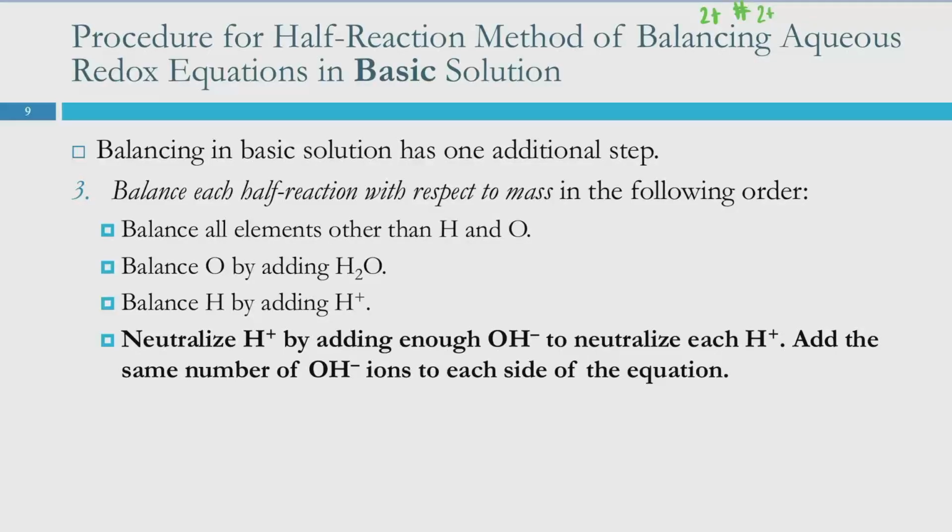and that one extra step is in our step 3. So we're balancing each half reaction with respect to mass. Normally we balance everything that's not hydrogen and oxygen. We balance everything with oxygen by adding H2O. We balance H by adding H+. But, and this is a big but, we are in basic solution.